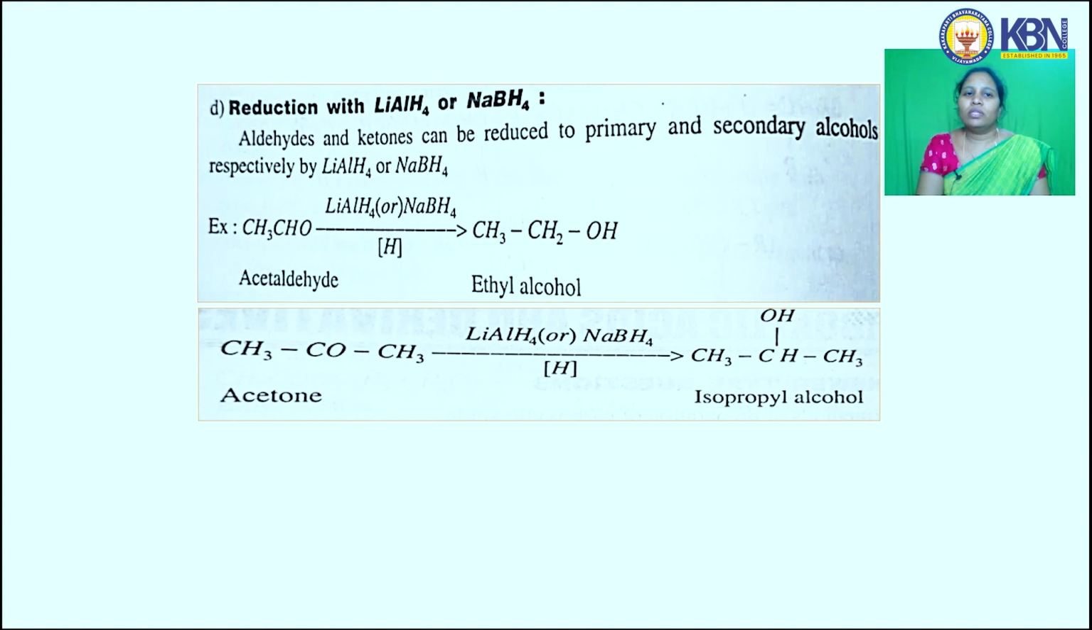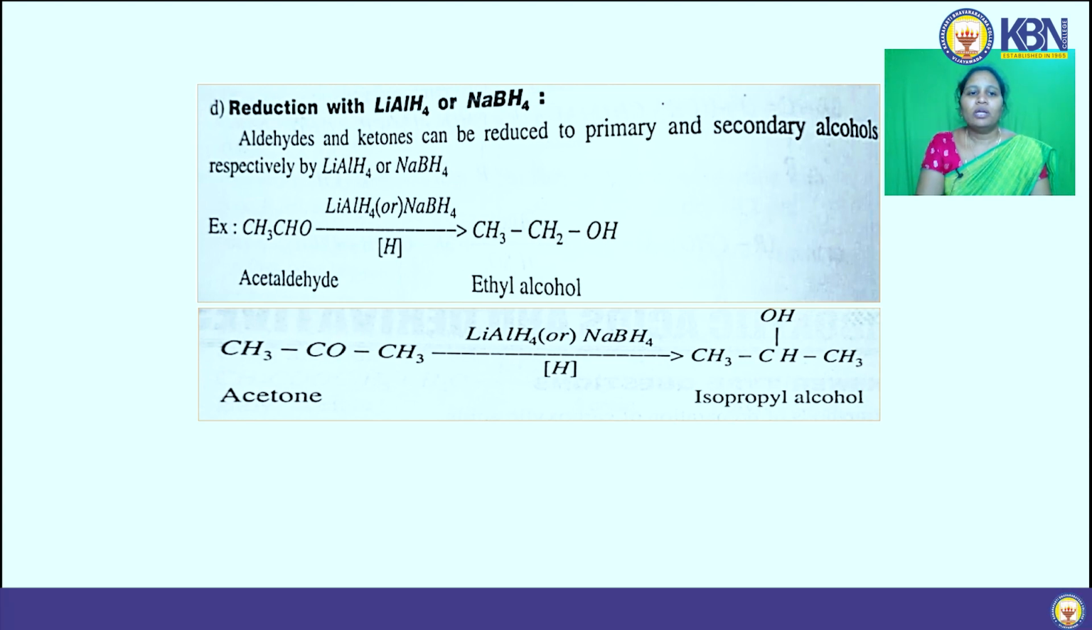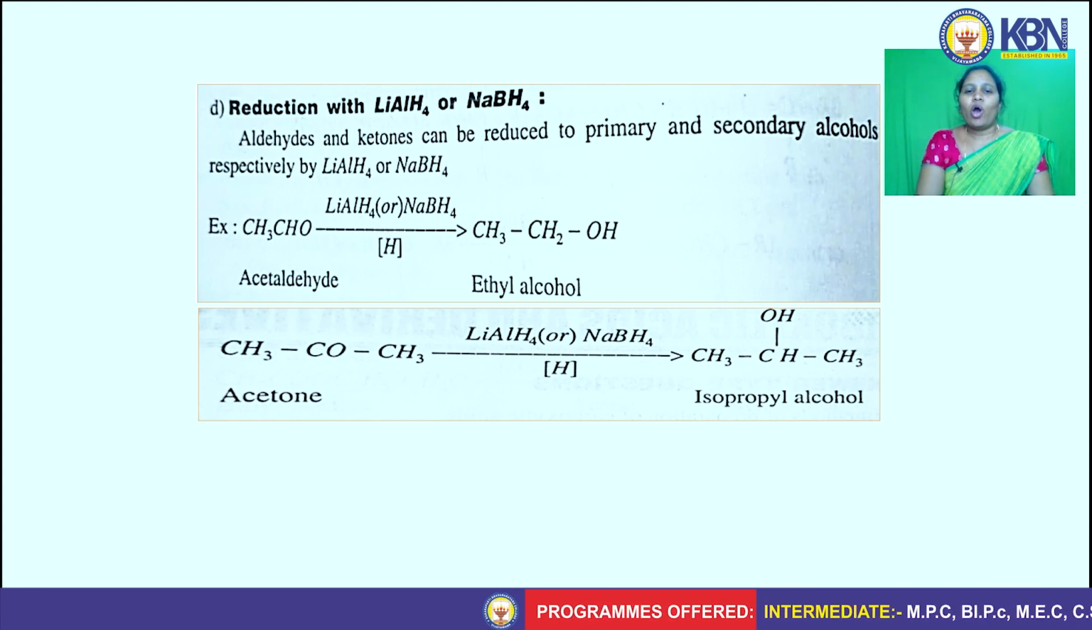But in these two reactions, that means Wolff-Kishner and Clemmensen reactions, the products are the same, only they differ in the byproducts. In Clemmensen reduction, the byproduct is water, whereas in Wolff-Kishner reduction, the byproduct is nitrogen. And in the third case, the reduction in the presence of LiAlH4 or NaBH4 results in the formation of corresponding alcohols. So these all are the properties of the carbonyl compounds.